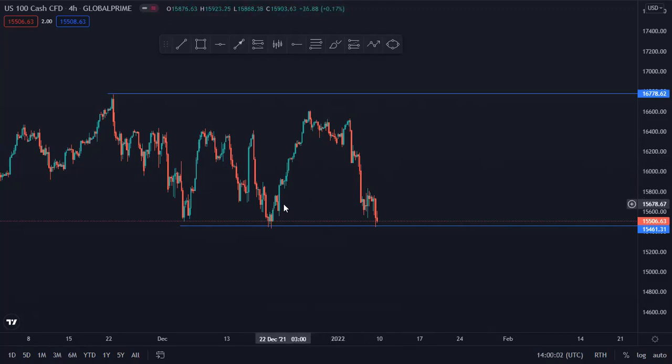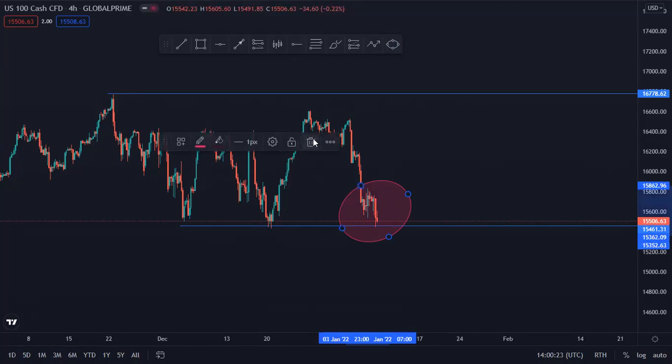So to explain that to you much clearer, you see this area here, this whole area, this is a reversal pattern. It's going to be much clearer on the lower time frame. So let's jump into each time frame to show you what I'm talking about.